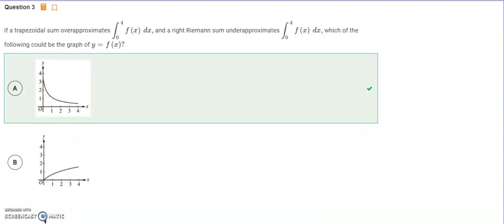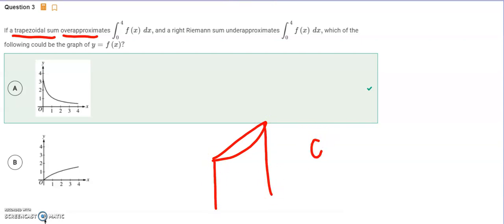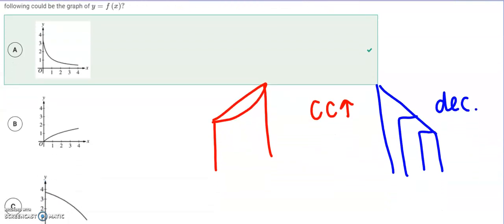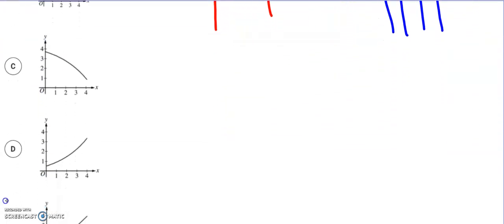Question 3, dealing with some Riemann sums. If a trapezoidal sum over approximates from 0 to 4 and a right-hand Riemann sum under approximates, which of the following could be the graph? Well, remember, if a trapezoidal sum over approximates, that means that our graph must have been concave up. And if a right Riemann sum under approximates, that means that our original function must have been decreasing. So we're looking for which of these functions is decreasing and concave up.